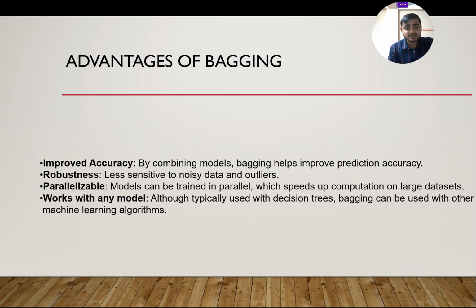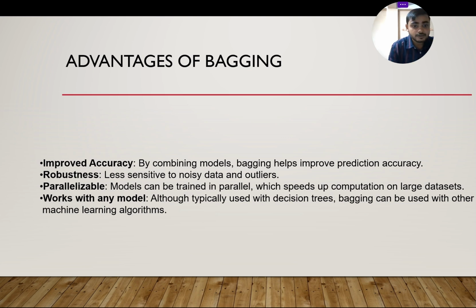Robustness: less sensitive to noisy data and outliers. That's a very important point. It applies multiple algorithms, so that's why it's not very outlier prone.